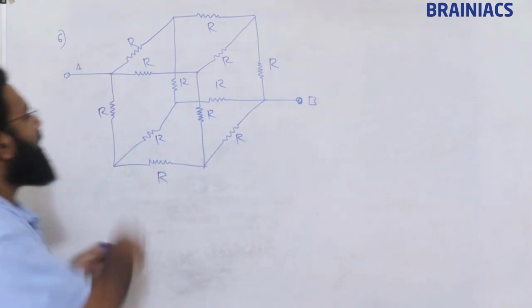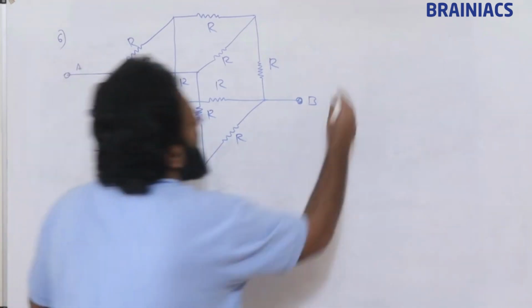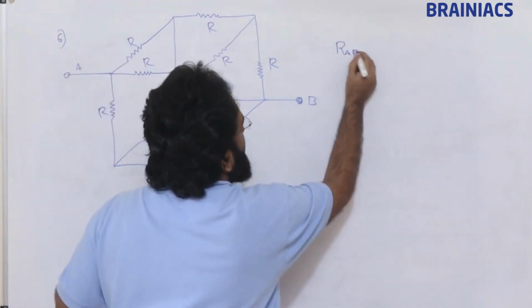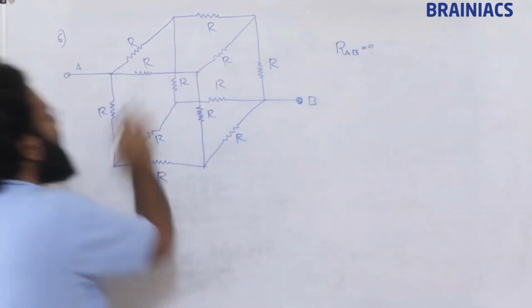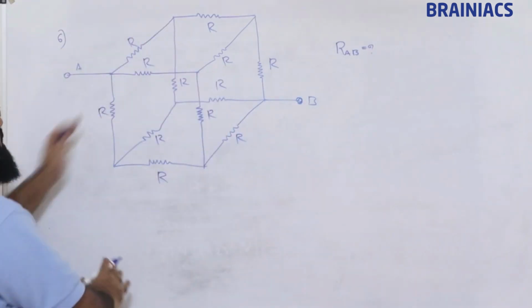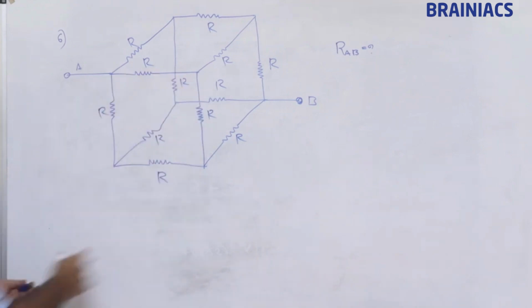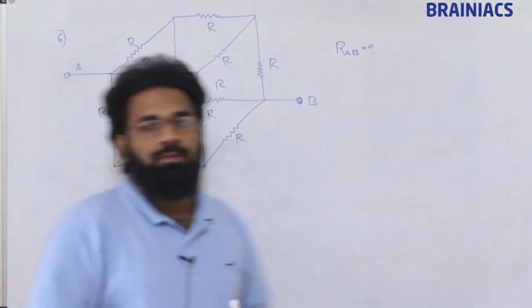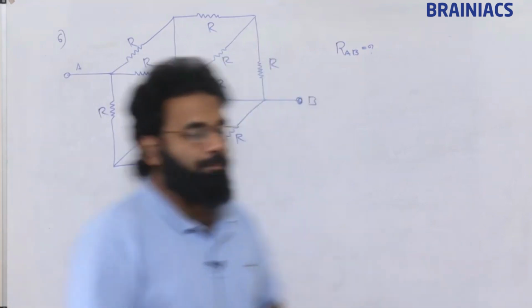You see here, this is a cubic structure. We need to find the equivalent resistance between the terminals A and B. It is a cubic structure with the same equal resistances everywhere. We need to find the equivalent resistance between terminals A and B. So can you try this? Just pause your screen and try this question.